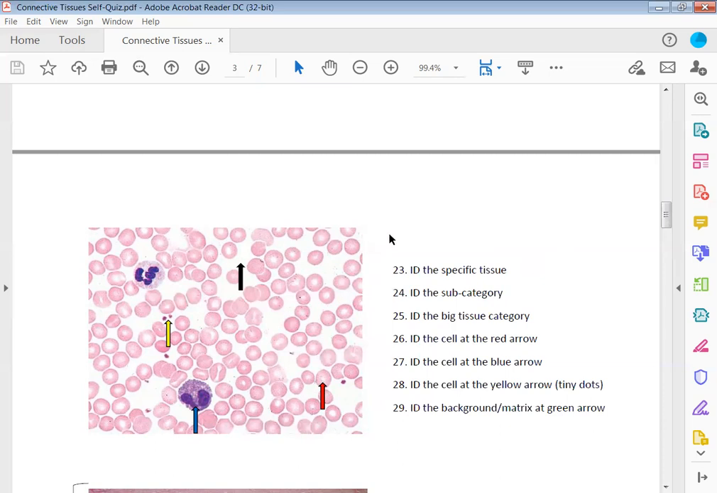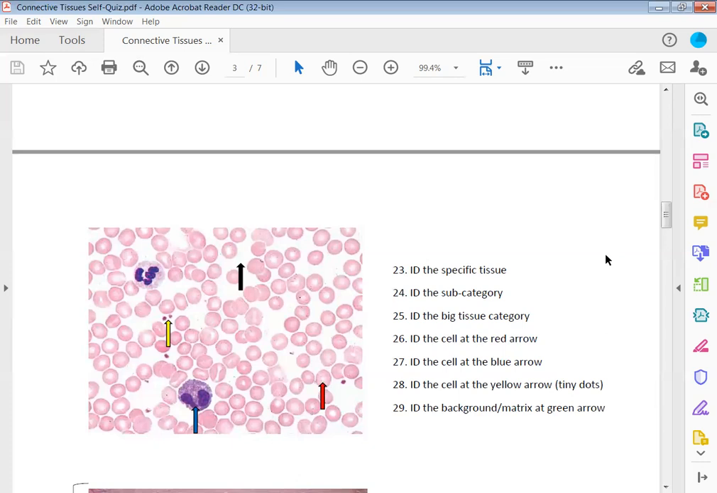The subcategory, remember, if you cut yourself, blood is free flowing out of the body, so blood would be a fluid connective tissue. So the subcategory is fluid connective tissue. Number 25, the big tissue category is going to be connective tissue. Number 26, the cell at the red arrow is a red blood cell. Another name for this is erythrocyte.